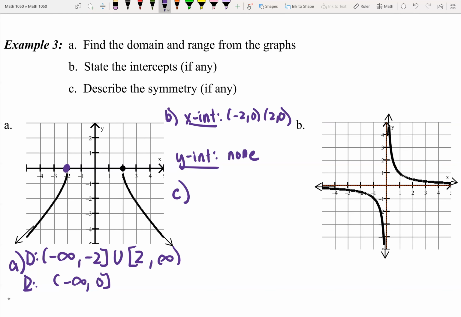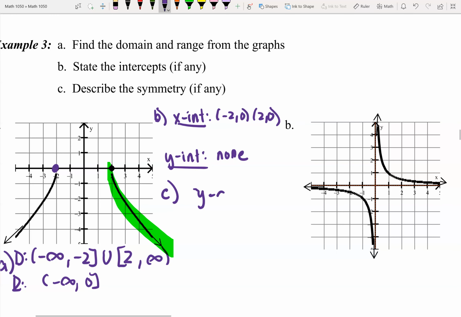Part C, label the symmetry. Guys, look, here's half the graph. What do I have to fold that across to lie on top of the other half? The y-axis. Good. That's it.